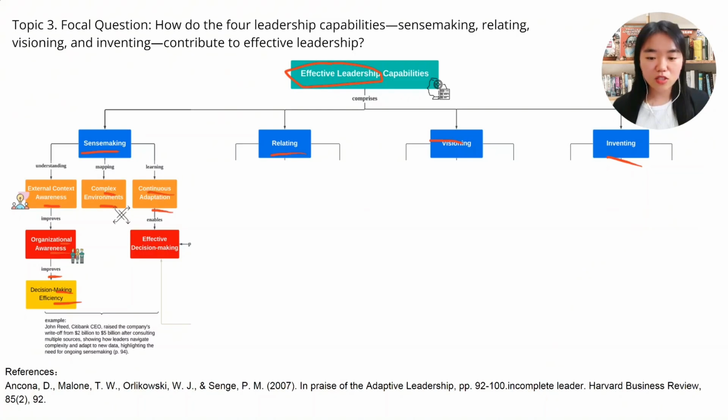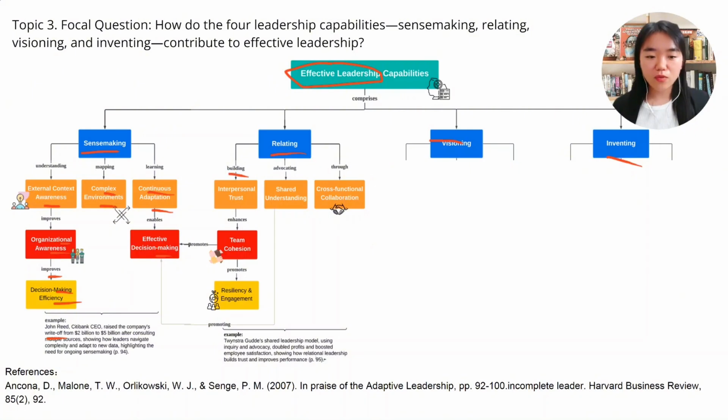Continuous adaptation enables effective decision-making and allows organizations to respond quickly to change. An example given is John Reed of Citibank, who increased write-offs after consulting experts, demonstrating the importance of continuous sense-making.